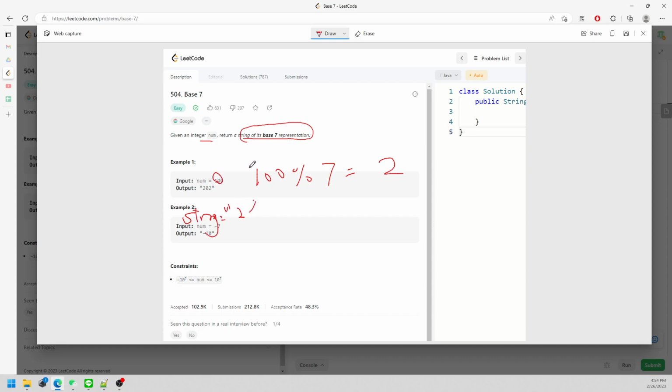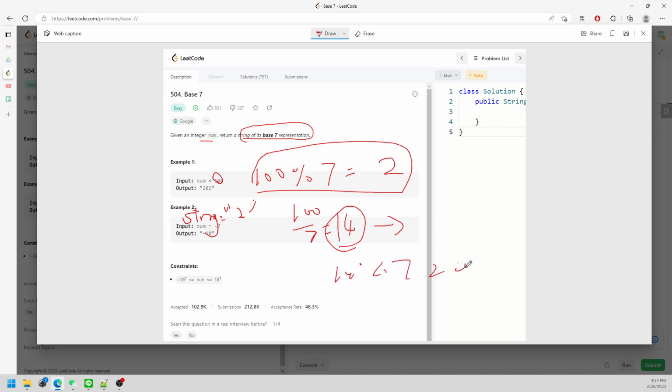And then I need to divide by 7. So this is equal to 14, right? And then you want to mod by 7 again, in the next iteration. 14 mod by 7 is 0. And then I need to add this value in the beginning of the string, so it's going to be 0, 2.